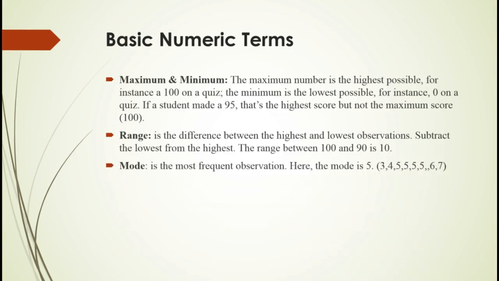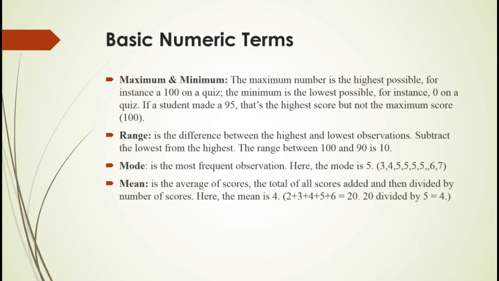Subtract the lowest from the highest, the range between 100 and 90 is 10. Mode is the most frequent observation. Here in this example with all these numbers in the parentheses, the mode is 5. Mean is the average of scores, the total of all scores added and then divided by the number of scores. Here, in this example, the mean is 4.